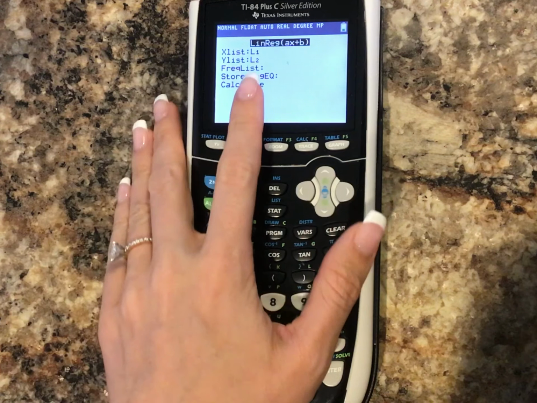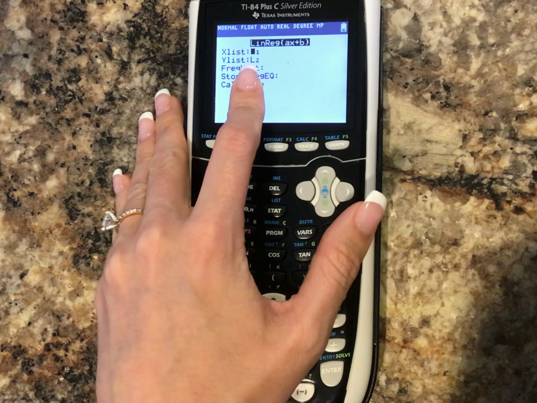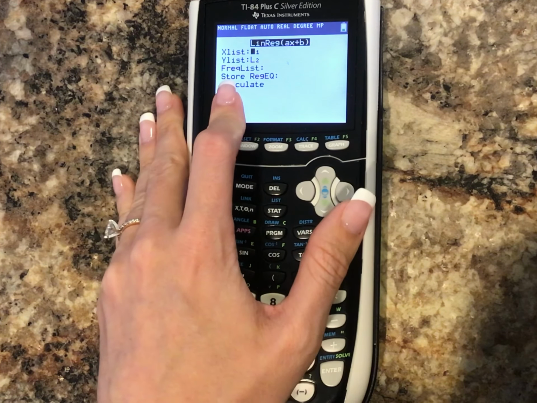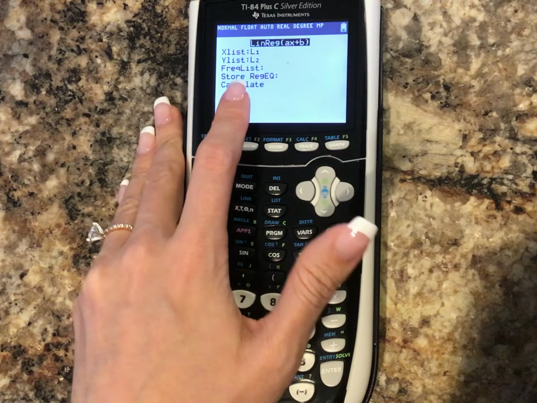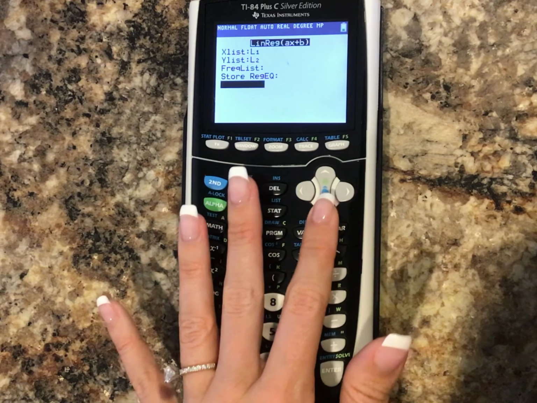Okay. Whichever list your X variable is in, goes in there. My Y variable is list 2. I'm going to keep both of these blank right now. We will actually use store reg EQ later on. But right now I'm going to keep both of those clear. And then I'm going to go down to calculate. Okay.